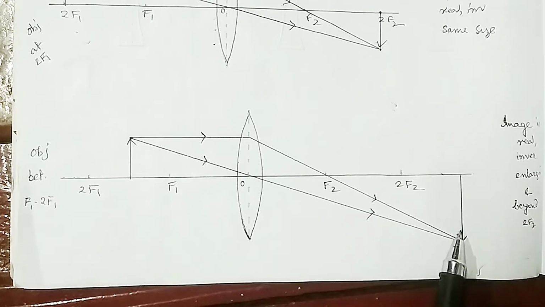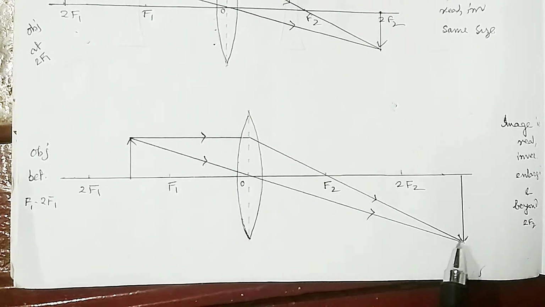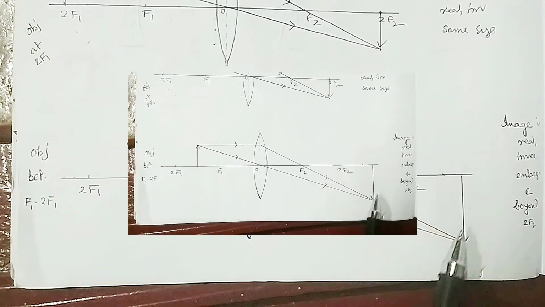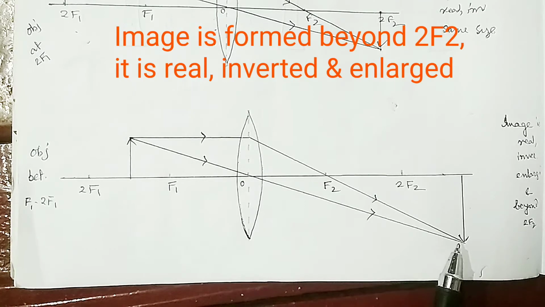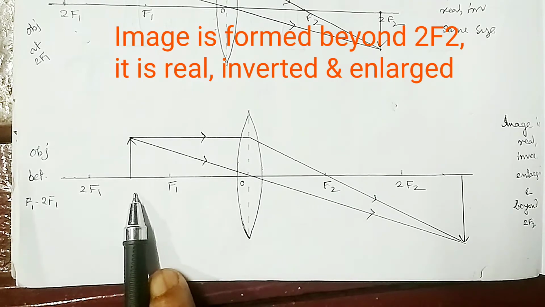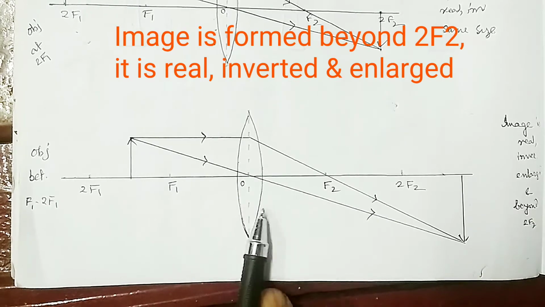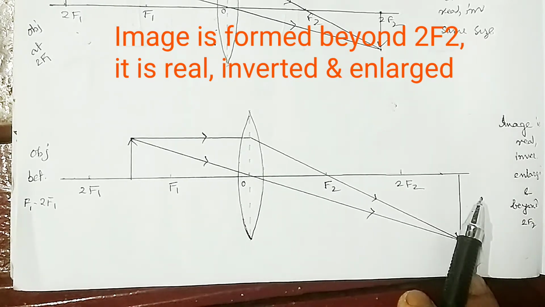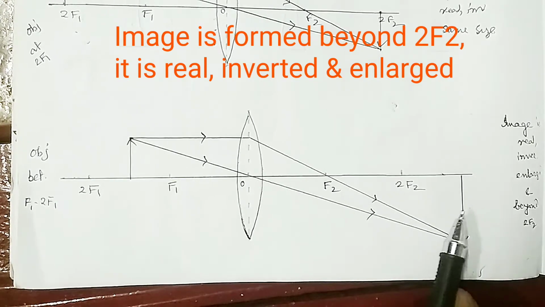It is a real image because the rays are really meeting. So the image is real, inverted, and the height of the image is more than the height of the object, so the image is enlarged. So we can say when the object is placed between f1 and 2f1, in case of a convex lens, the image will form beyond 2f2 on the other side of the lens. It is real, inverted, and enlarged.